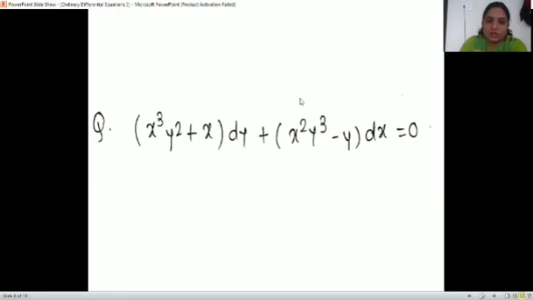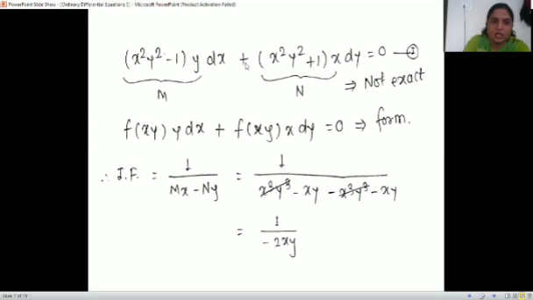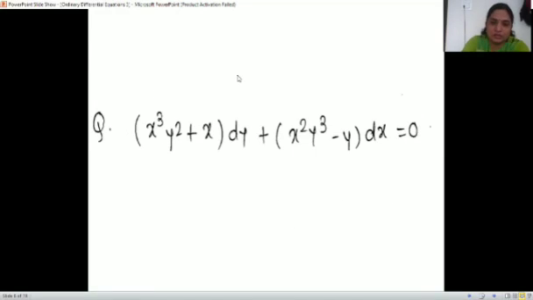This is the next question. Again it is Mdx plus Ndy, but here is your M and here is your N. Position is changed. So we'll check which form it is first of all.